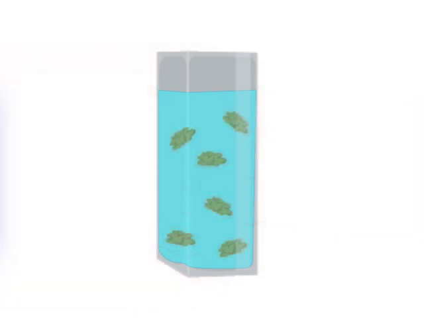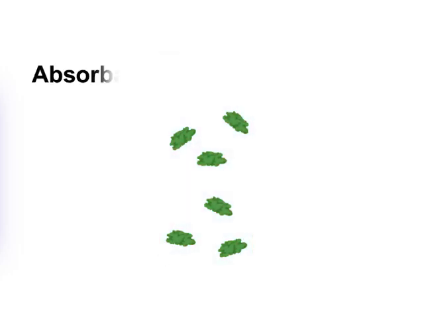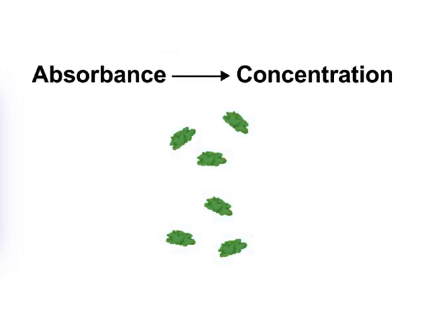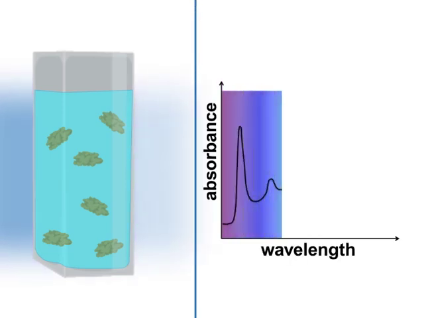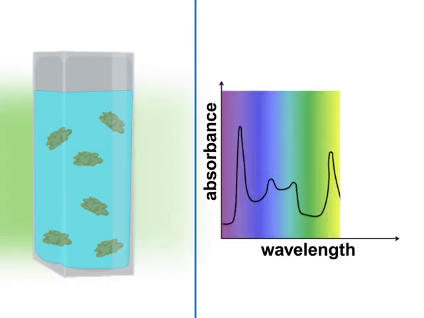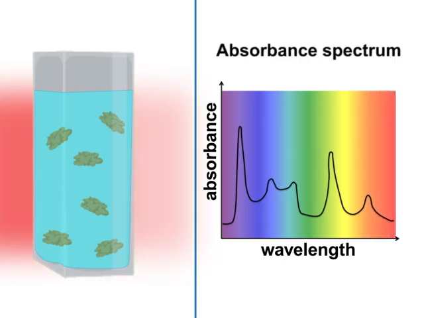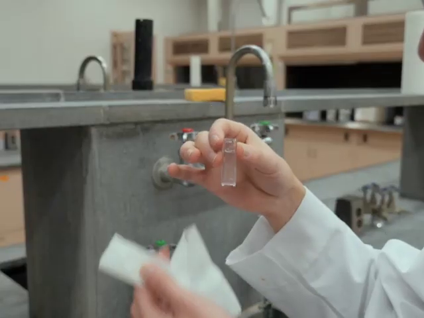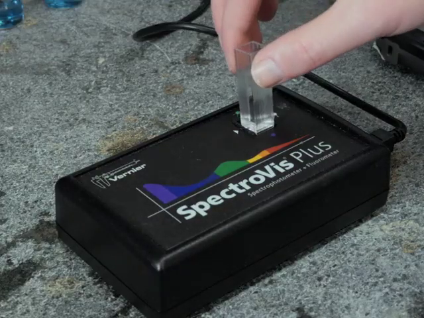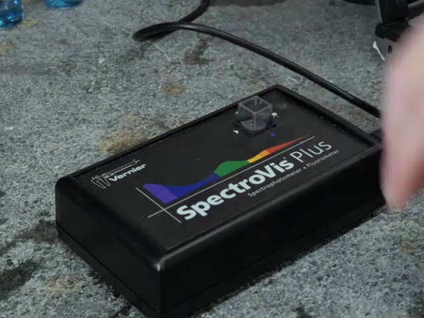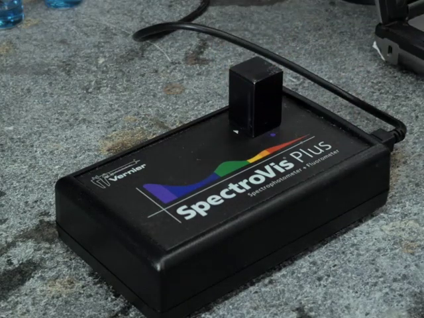The absorbance can be used in a quantitative manner to obtain the concentration of a sample. It can also be used in a qualitative manner to identify a compound by matching the measured absorbance over a range of wavelengths, called the absorbance spectrum, to the published data. This video will introduce UV Vis spectroscopy and demonstrate its use in the laboratory in determining sample concentration and reaction kinetics.